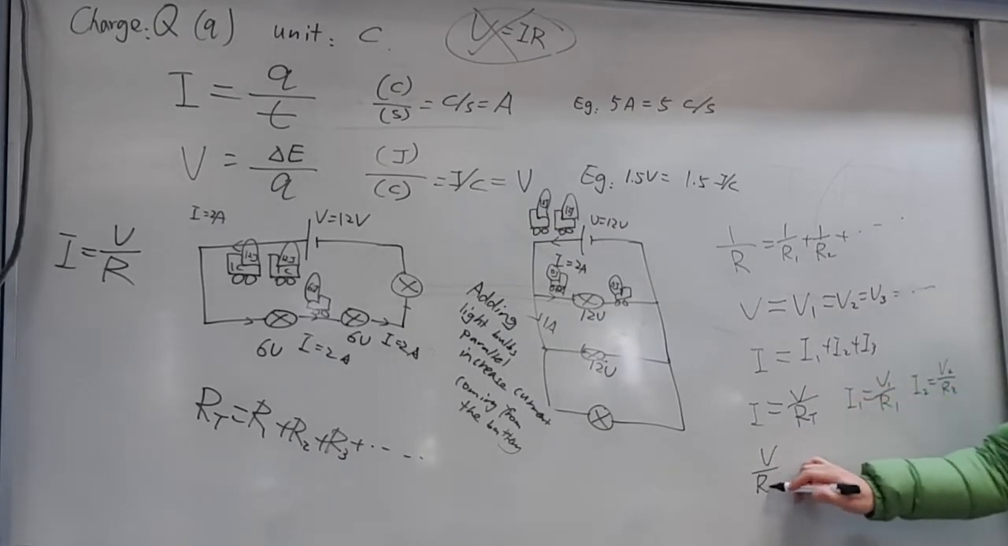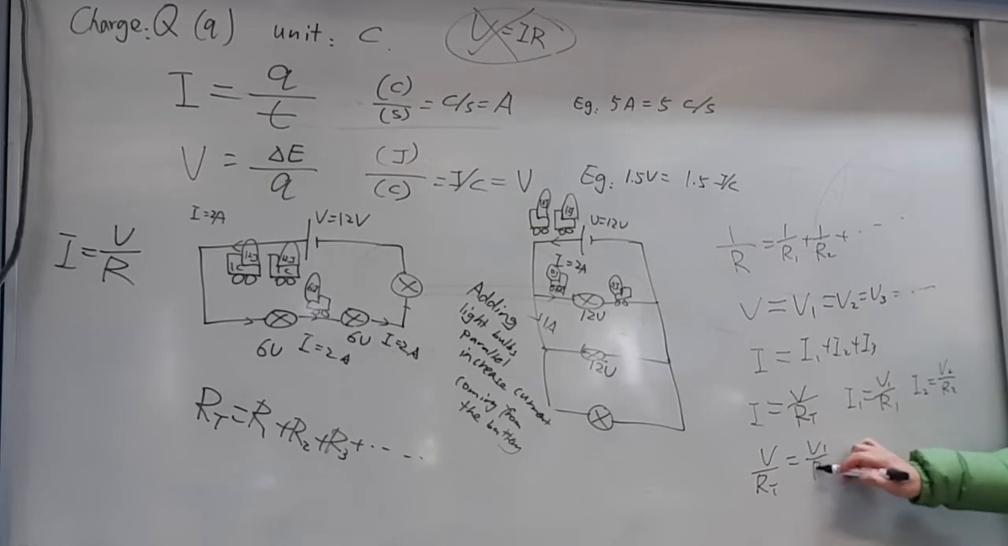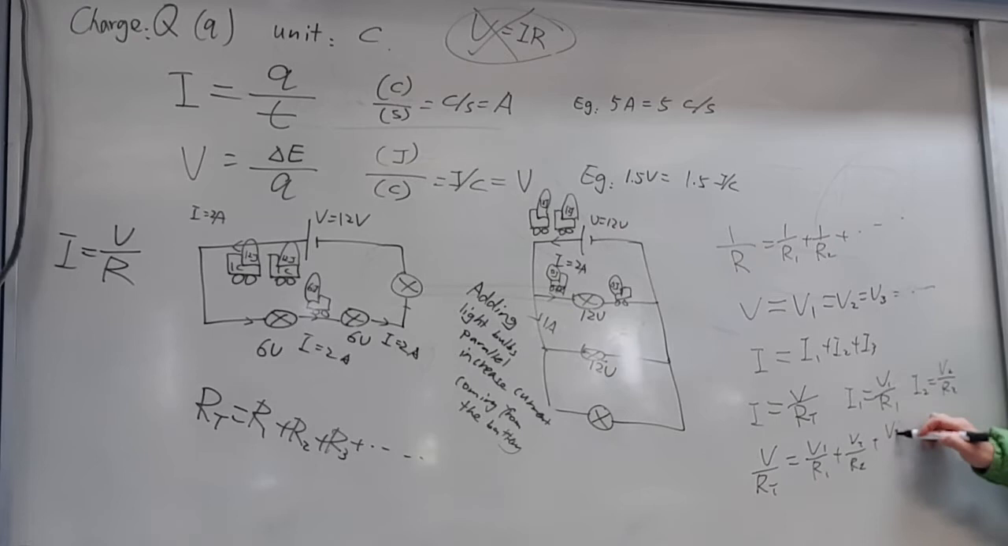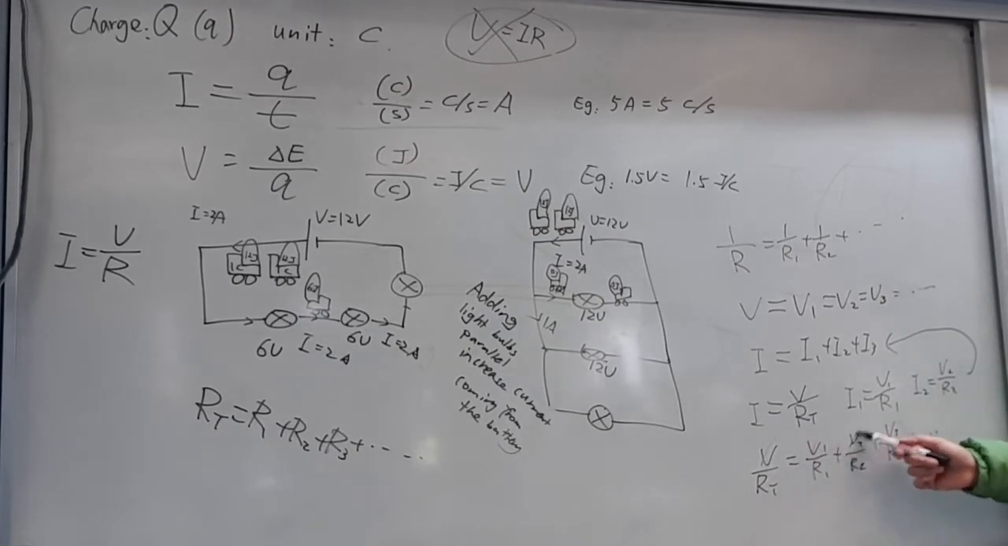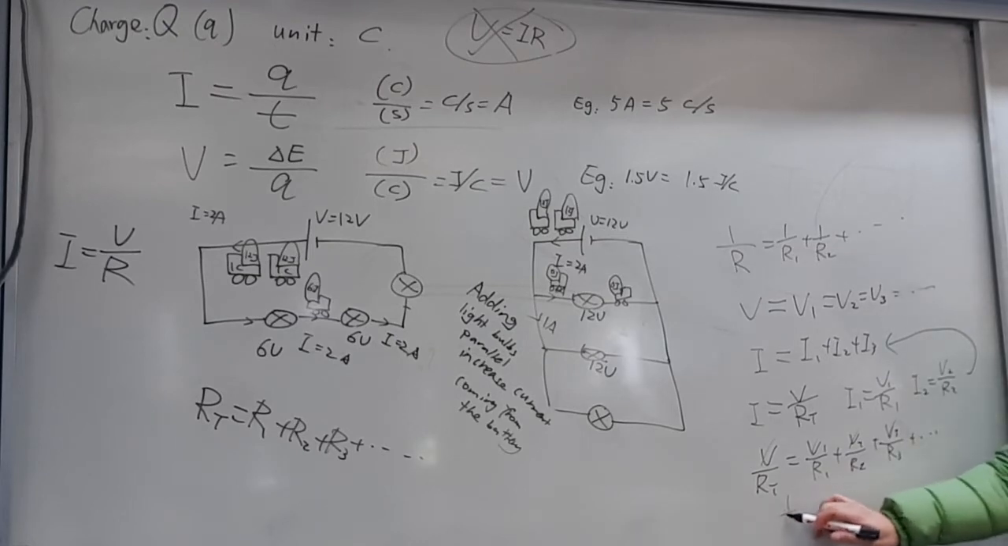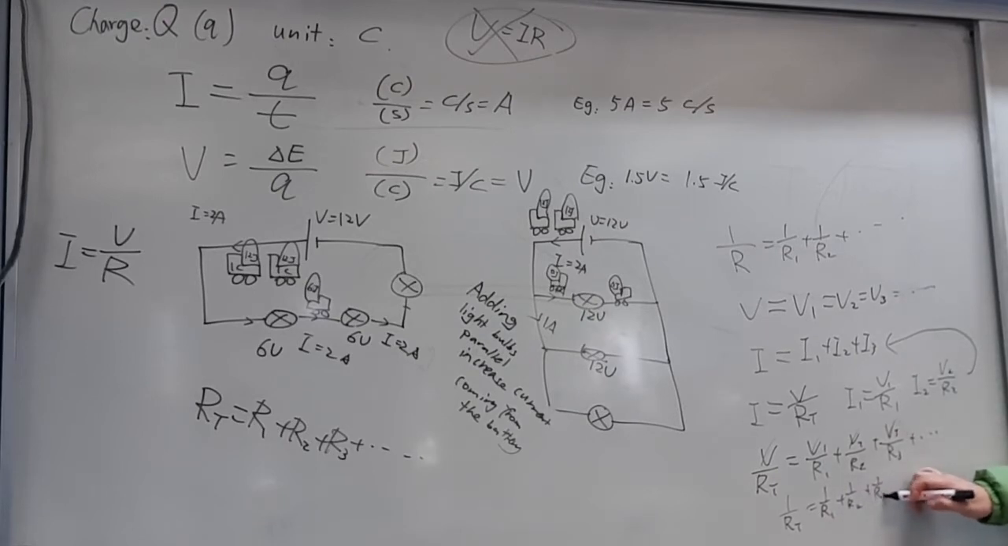Okay, so now I'm going to put all of this in here. V over R total equals V1 over R1 plus V2 over R2 plus V3 over R3, and so on. So I'm putting this one into there, right? And now you can see all the voltages are the same. So I cancel the voltage. I divide both sides by the voltage. So now I get 1 over R total equals 1 over R1 plus 1 over R2 plus 1 over R3.